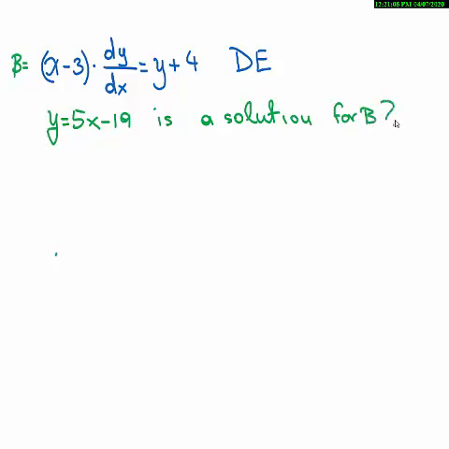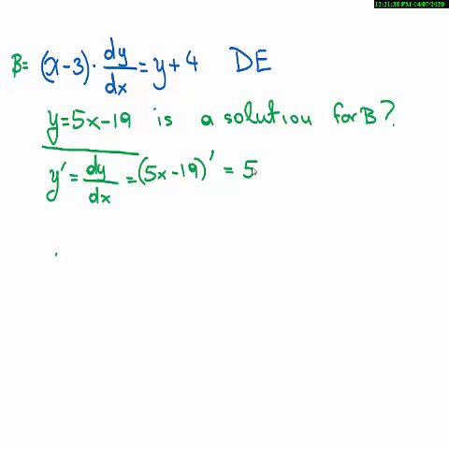Okay, how do I do that? Well, let's look at this function right here. That's your y, right? So let's find, first of all, everything that we need to know. The first thing that I want to find is the y prime. Remember, the y prime is nothing else than dy over dx. So what is this going to be? Well, this is going to be the derivative of 5x minus 19, correct? Okay, and what is this? This is equal to 5.